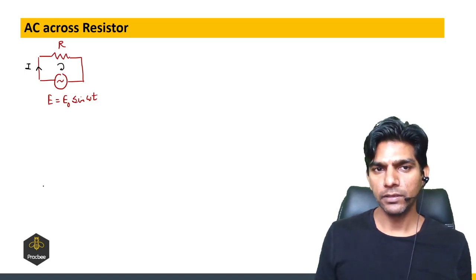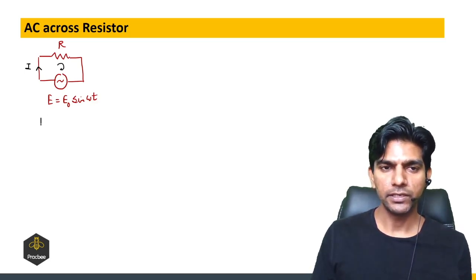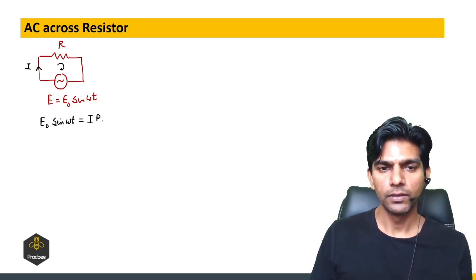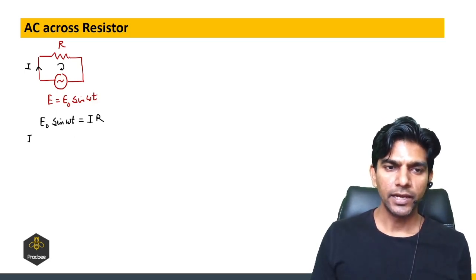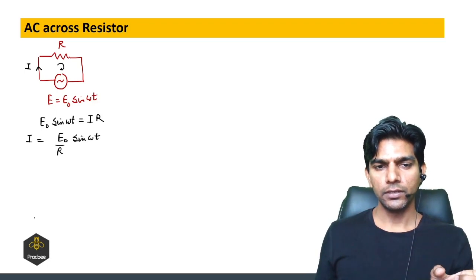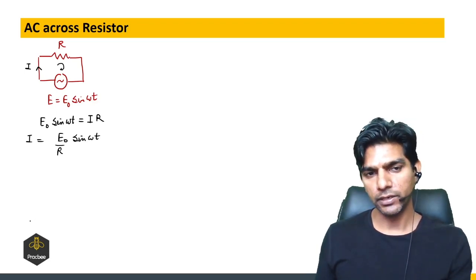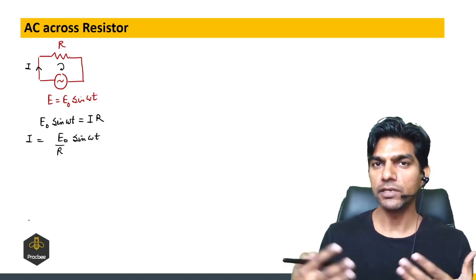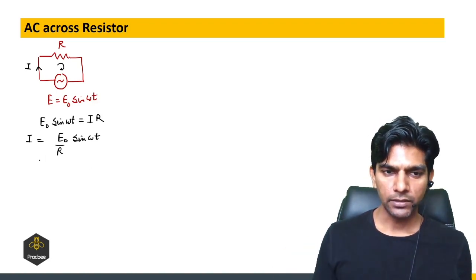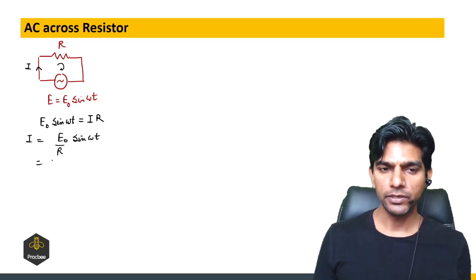If you apply KVL in clockwise direction, we can say E naught sine omega t should be equal to I times R, where I is the instantaneous current in the resistor. So we can say I can be written as E naught by R times sine omega t. So the phase of the current is omega t, and the phase of the voltage applied across the resistor is also omega t. So we can say there is no phase difference. And this term E naught by R can be written as I naught.